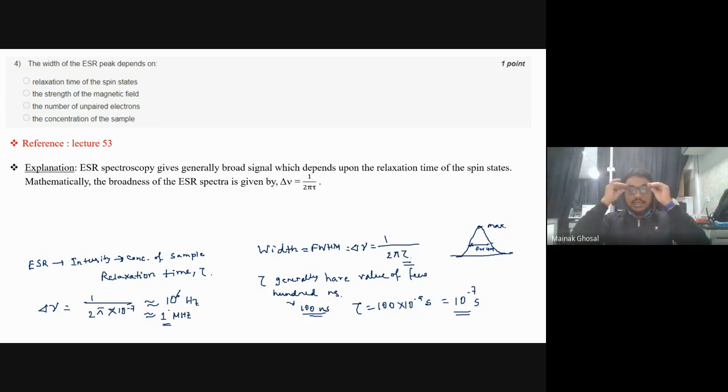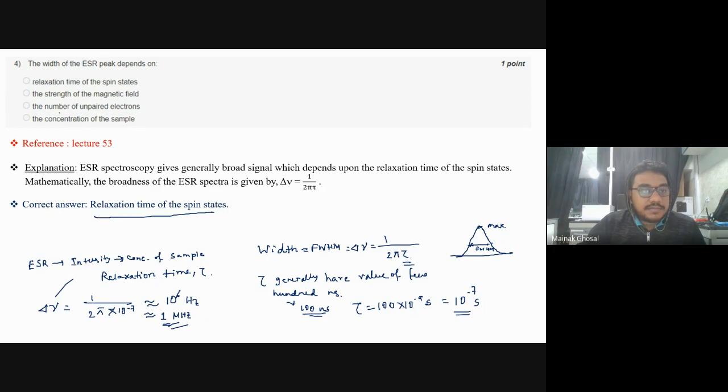So you can imagine that an ESR spectrum has a spectral separation in terms of some megahertz, so the peaks will be much broader, and the broadening depends upon tau. The lesser the relaxation time, the more the FWHM, or the more the broadening. So it depends upon the relaxation time of the spin state. So this is the answer, and the fourth question is solved.